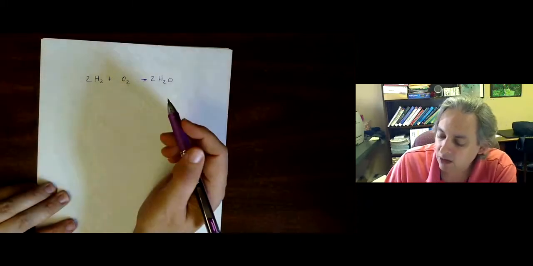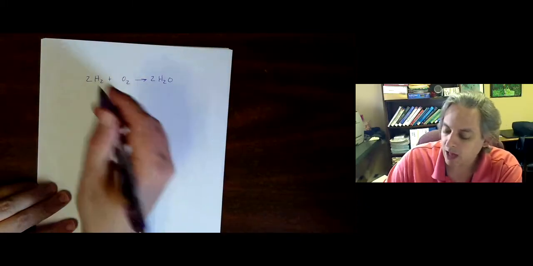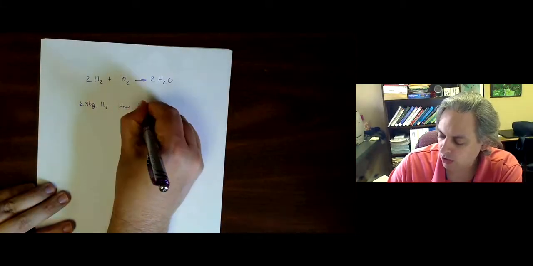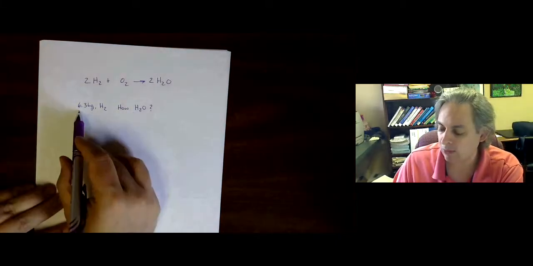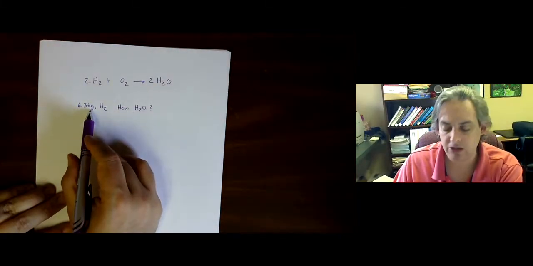All right, now let's say I have 6.36 grams of hydrogen. So now we're dealing with mass, 6.36 grams of hydrogen. How much water can I make? How much water can we make if we have 6.36 grams of hydrogen?